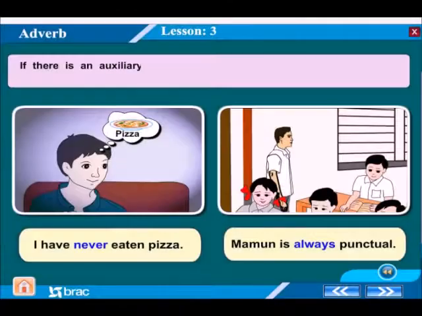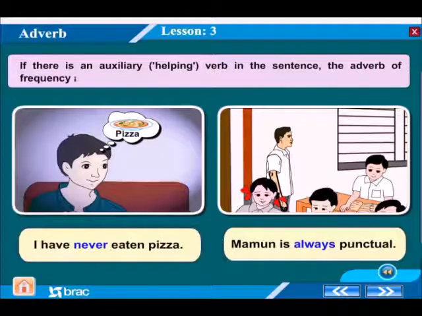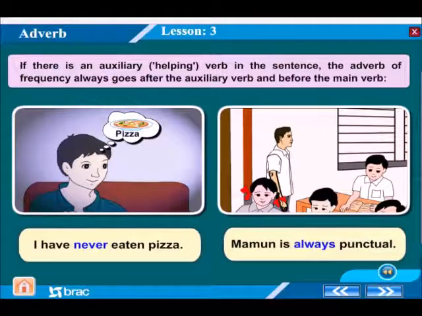If there is an auxiliary helping verb in the sentence, the adverb of frequency always goes after the auxiliary verb and before the main verb. I have never eaten pizza.